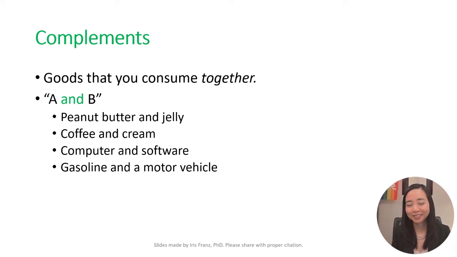Now let's look at complements. Two goods are complements if they are typically consumed together. In other words, think about A and B relationship. Here are some familiar examples. Peanut butter and jelly. They are often paired to make a classic sandwich. Coffee and cream. Many people enjoy them together for the perfect cup. Computer and software. A computer isn't very useful without the right software. Gasoline and a motor vehicle. A car needs gas to run, so they go hand in hand. Can you also come up with another example of complements?